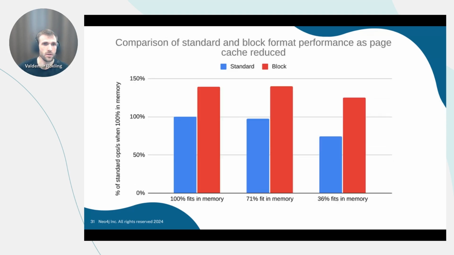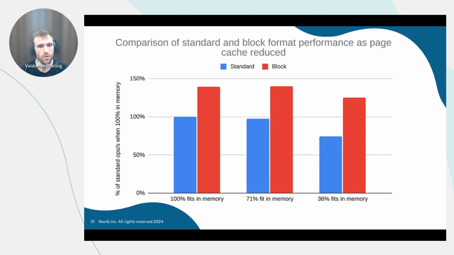So if we take a look at what happens when everything doesn't fit in memory. On the far left here, we have everything fits in memory, so that's what we saw on the previous charts. Then when we start to reduce the available memory on the same thing, you can see there's a small drop in performance on the legacy format, but block format stays the same.